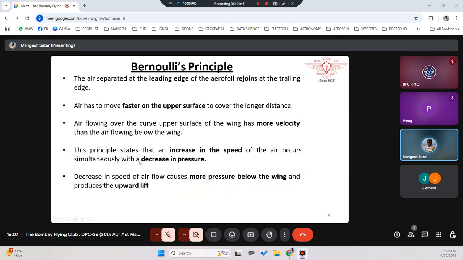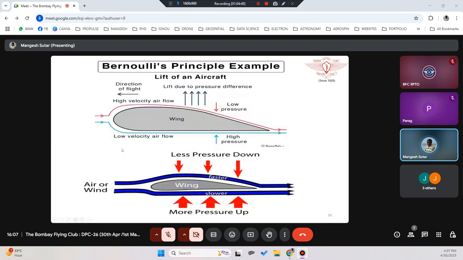Bernoulli principle, the simple explanation: the air will be separated at the leading edge. The high velocity air flows over the top surface and low velocity air flows below the surface. High velocity will create low pressure, low velocity will create high pressure. The difference in the air pressure will cause the wing to move in the upward direction, so the lift is due to the pressure difference. This is how the Bernoulli principle works.